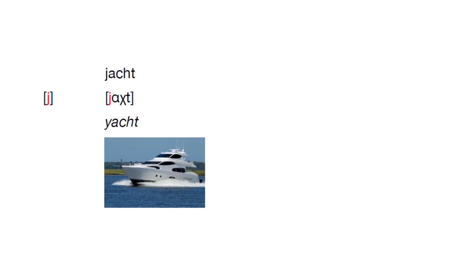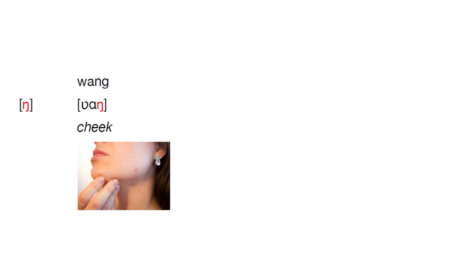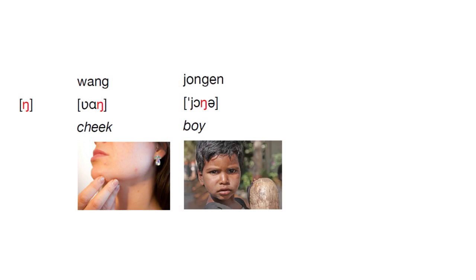We have 5 more sounds in Dutch that overlap with English, but have somewhat new IPA symbols. The symbol which looks like a lowercase j is in fact Y, as in Dutch's jacht, or English's yellow or yacht. Then there's NG, which looks like an elongated n and shows up in Dutch words like wang or jongen. English uses it in words like king and sing.